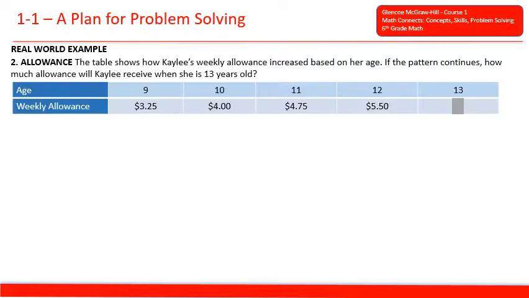Real world example. Number 3, allowance. The table shows how Kaylee's weekly allowance increased based on her age. If the pattern continues, how much allowance will Kaylee receive when she is 13 years old? So at 9 years old, she made $3.25. At 10 years old, she made $4. At 11 years old, she made $4.75. At 12 years old, she made $5.50. And we need to figure out how much she's making now at 13.